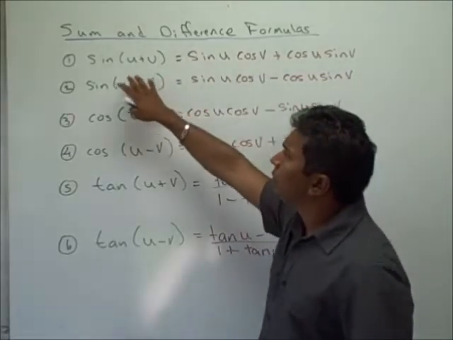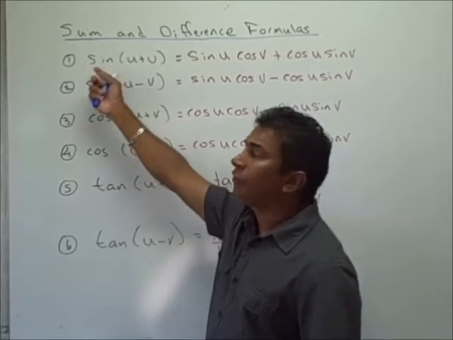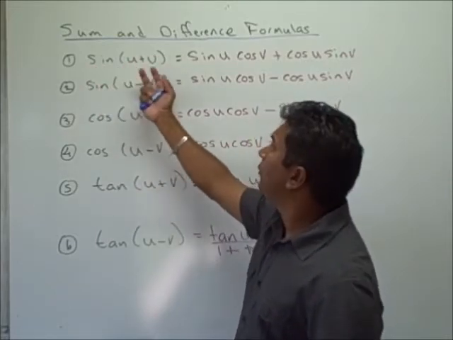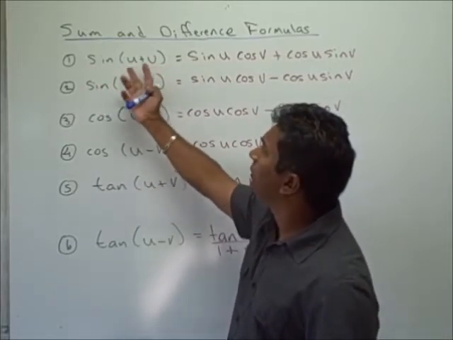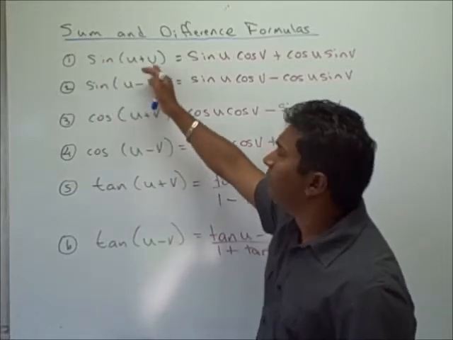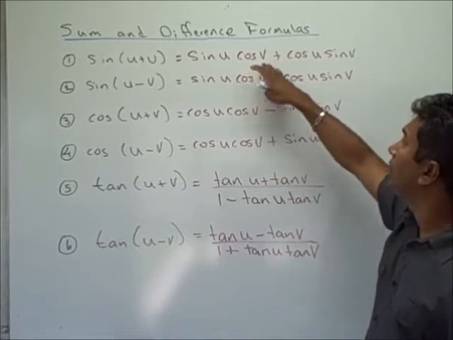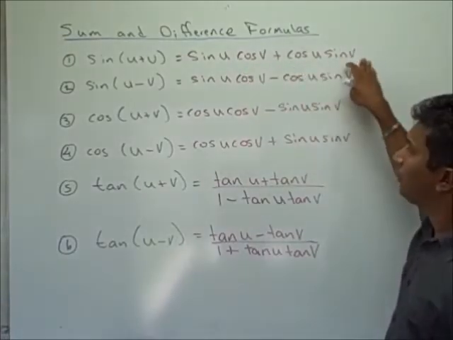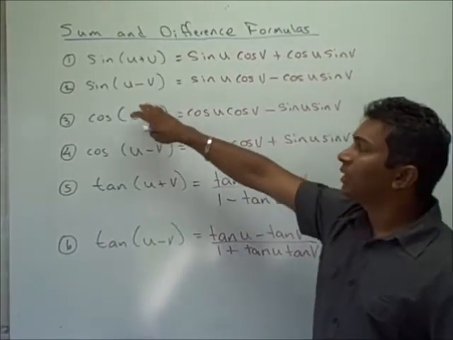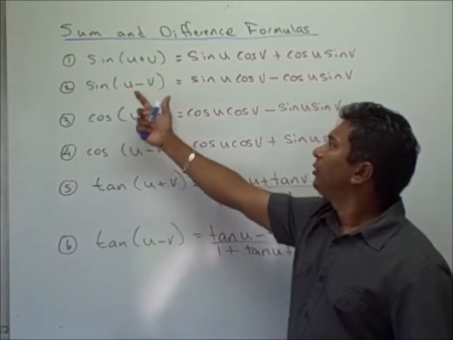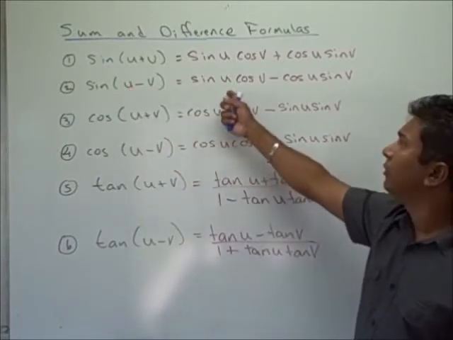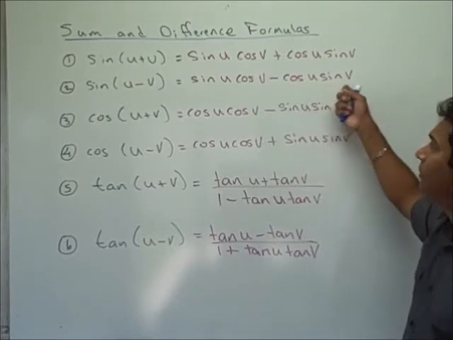Our first one that we'll be looking at is the sine of u plus v, where u and v represent our two angles. So the sine of u plus v is equal to sine u times cosine v plus cosine u times sine v. The sine of u minus v is equal to sine u cosine v minus cosine u sine v.